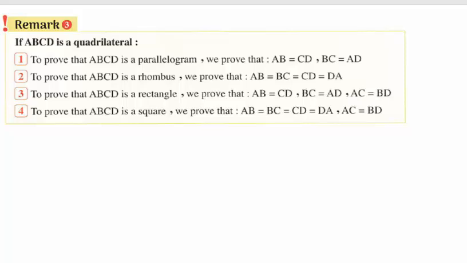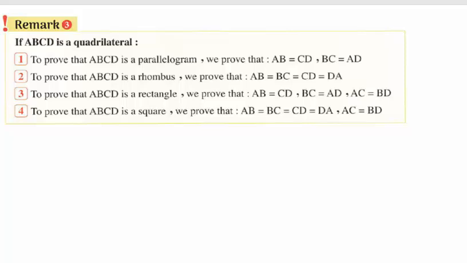This is also the same difference between the square and the rhombus. Both the square and the rhombus have equal sides, so if you show that AB equals BC equals CD equals DA, this is a rhombus, not a square. How to make it a square? As you studied before, the square is a rhombus whose diagonals are equal, so you should prove that AC equals BD. Then it will be a square.